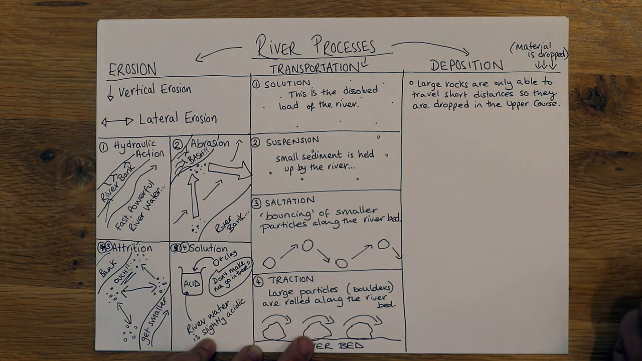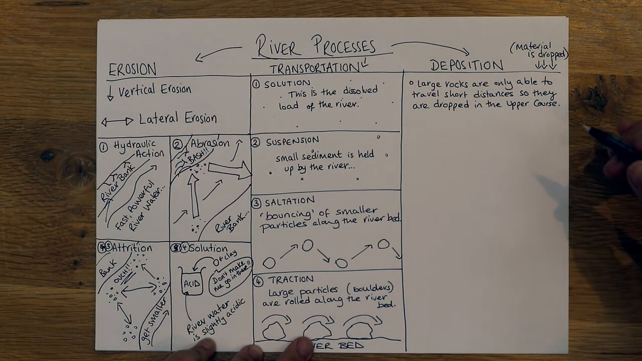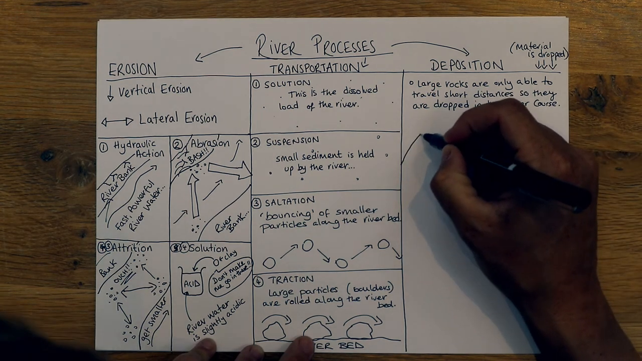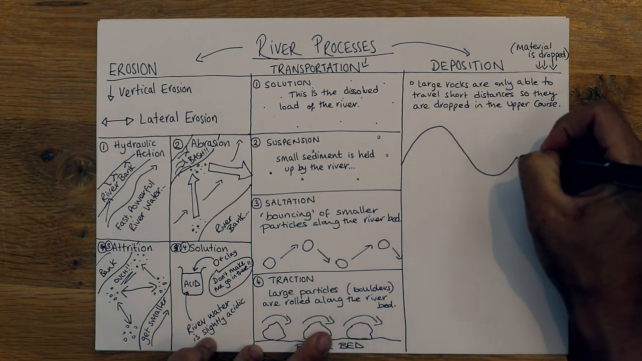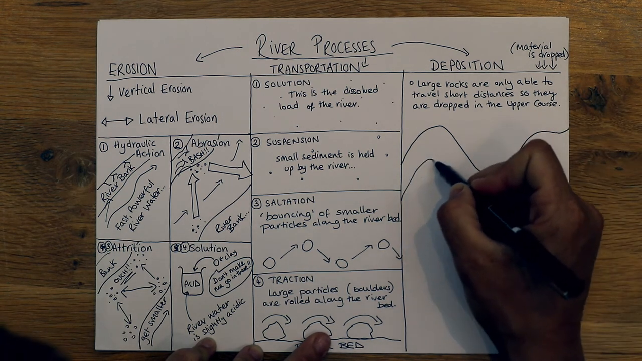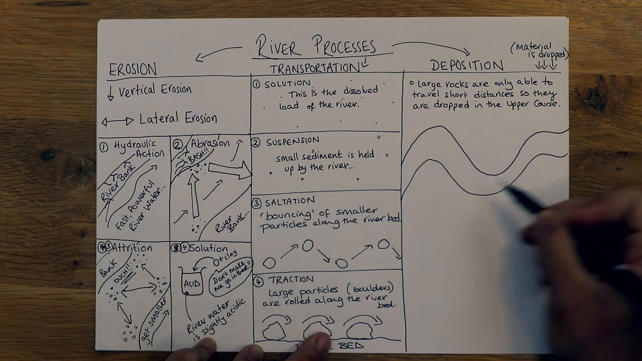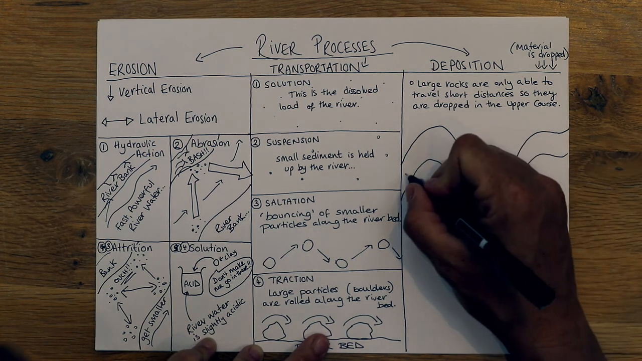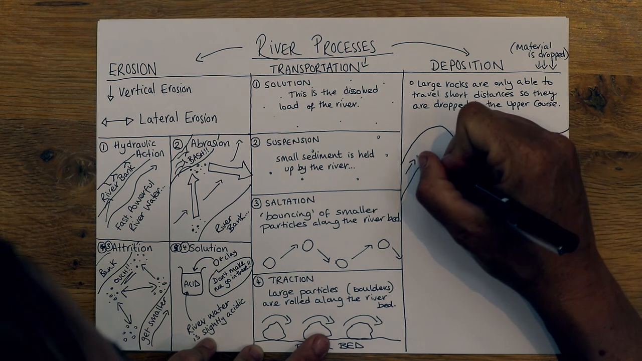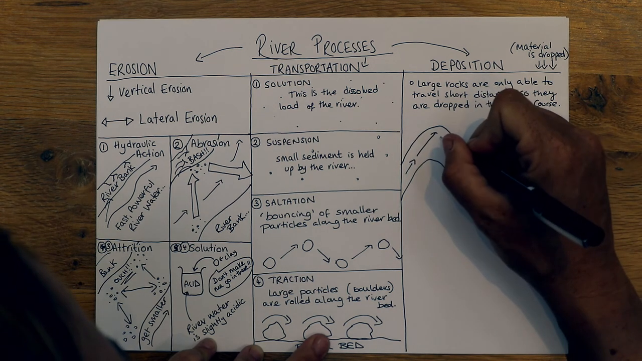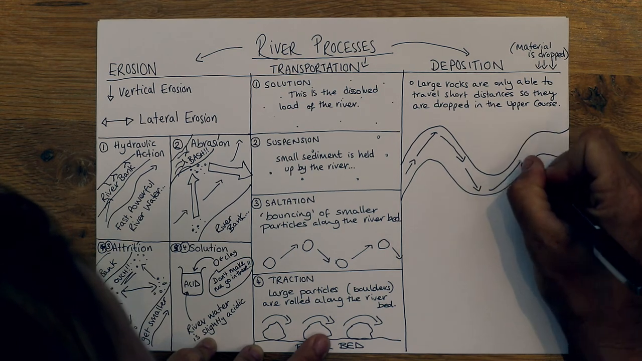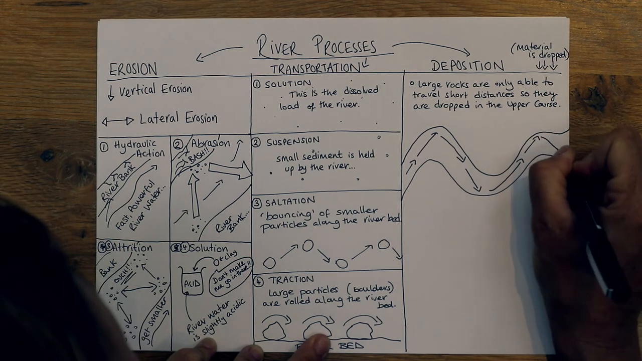Okay, the next time the material tends to get deposited is on corners. So what I want you to do is just draw a couple of corners for our river here. There we go, we call corners meanders. And remember the flow is going like this. It hits those corners, the fastest flow, and then it hits this corner. There we go, and then again.